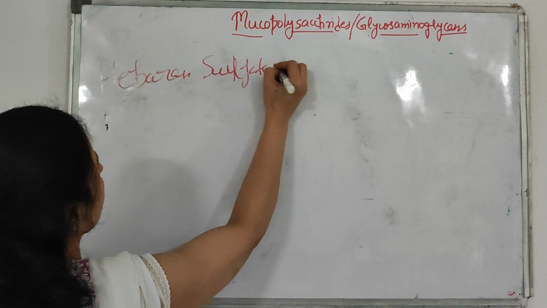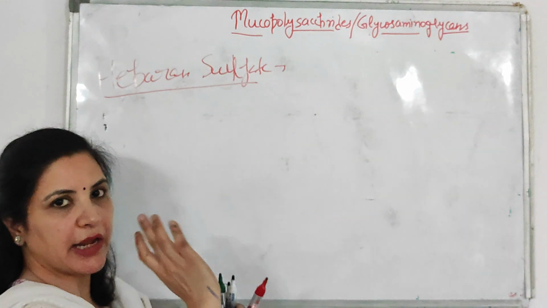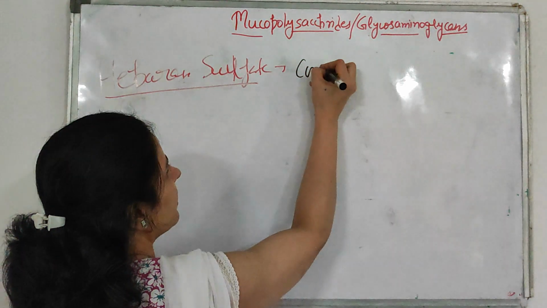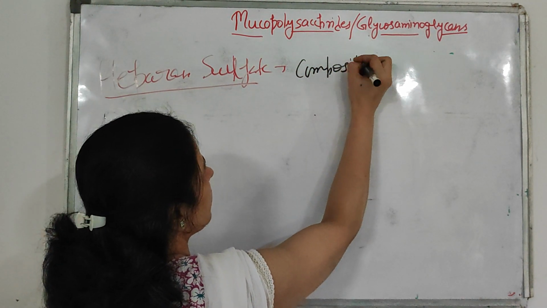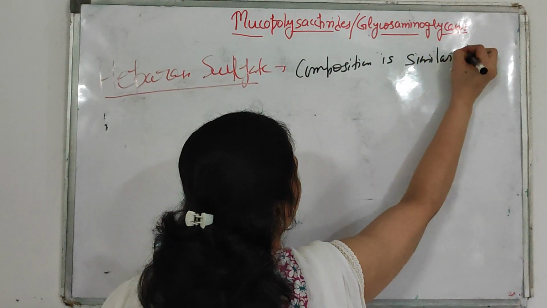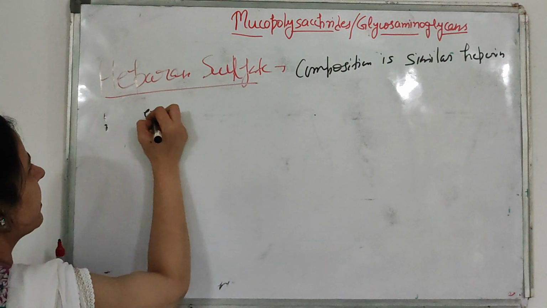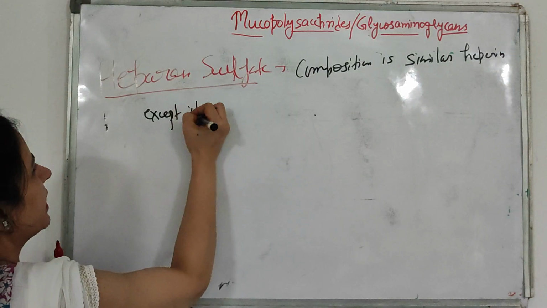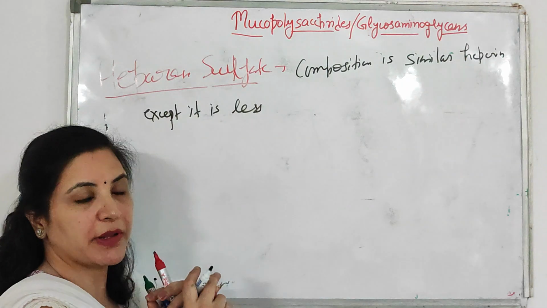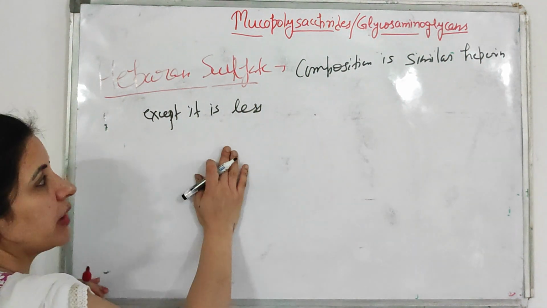Heparin sulfate has a similar composition to heparin. What is the difference? It is less sulfated. Although the term sulfate in heparin sulfate is present, remember heparin sulfate is less sulfated as compared to heparin.